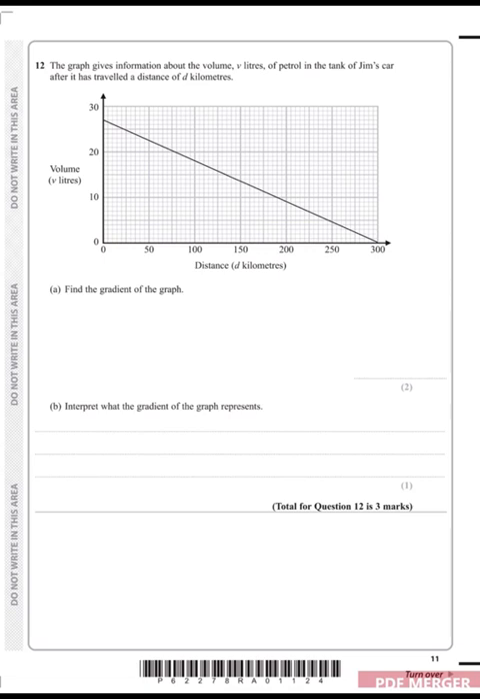The graph gives information about the volume v liters of petrol in the tank of Jim's car after it has traveled a distance of d kilometers. Part A, find the gradient of the graph.